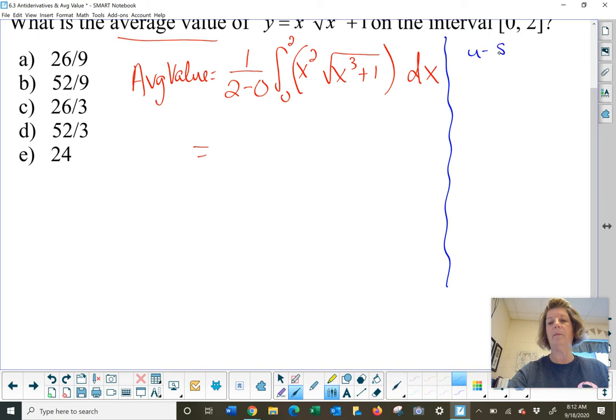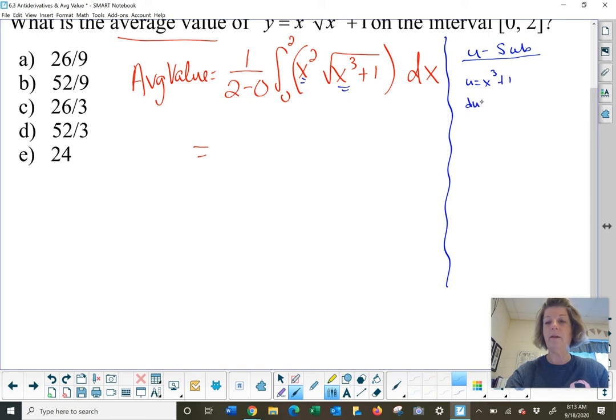So u-sub is the case because I can't distribute the x squared through and get a polynomial with that square root. So my next best step, and I see I've got an x cubed and an x squared. The derivative of x cubed is going to give me something in terms of x squared. That's the perfect setup for u-sub. So let's let our u equal x cubed plus 1.